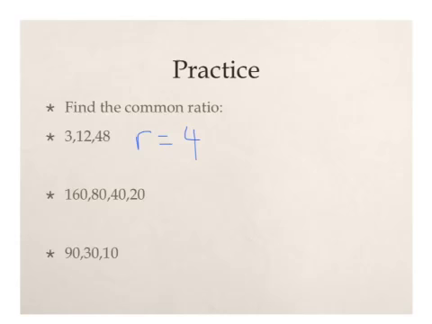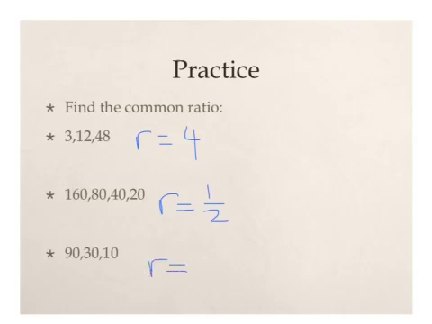Now how about this next one? We're actually going down on this one. We have 160 to 80. Well, I divide that in half. And then 80 to 40, I divided that in half, and so on and so forth. So in this case, my common ratio is 1/2 because I'm multiplying each number by 1/2 to get to the next. So why don't you try 90, 30, 10 on your own?